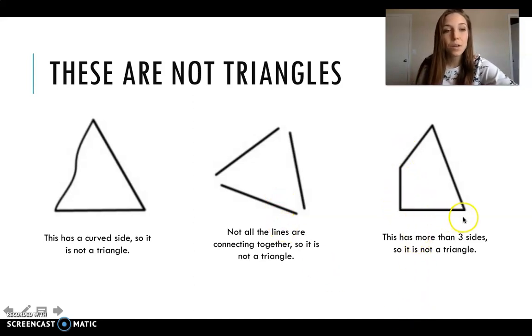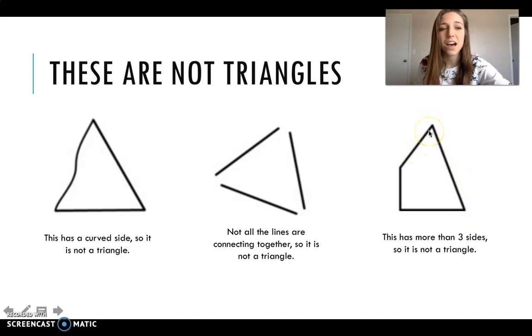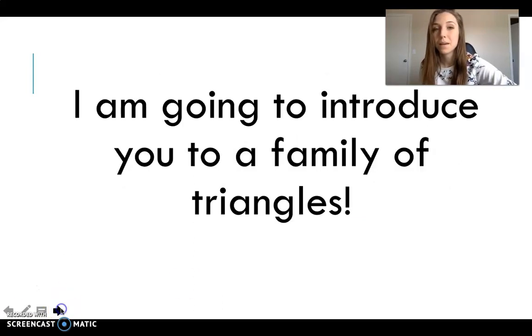And then my final one down here, it kind of looks like a triangle. It's pointed at the top, but it has more than three sides, so it can't be a triangle. Let's count them. 1, 2, 3, 4. So because it has four sides, it's not a triangle. Okay? So now I'm going to introduce you to a family of triangles. They're very cool and very excited to meet you.